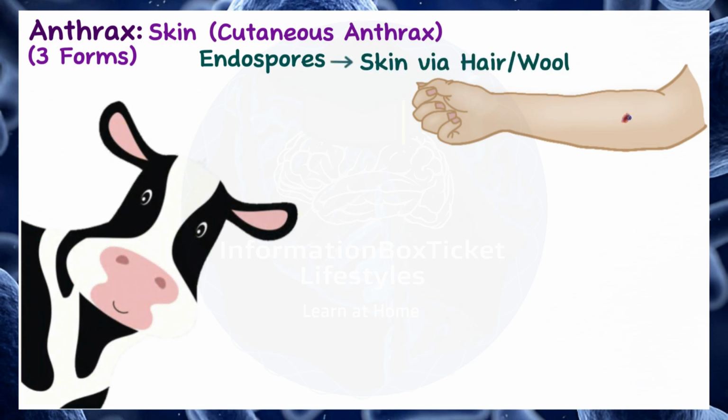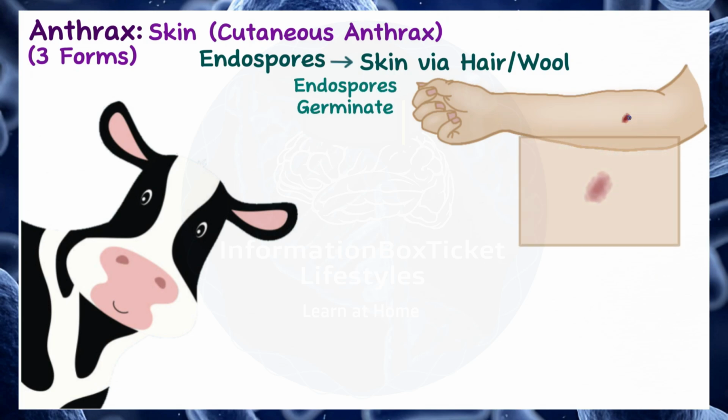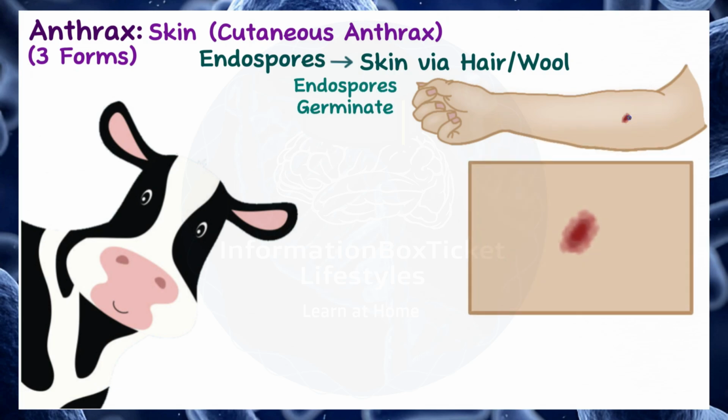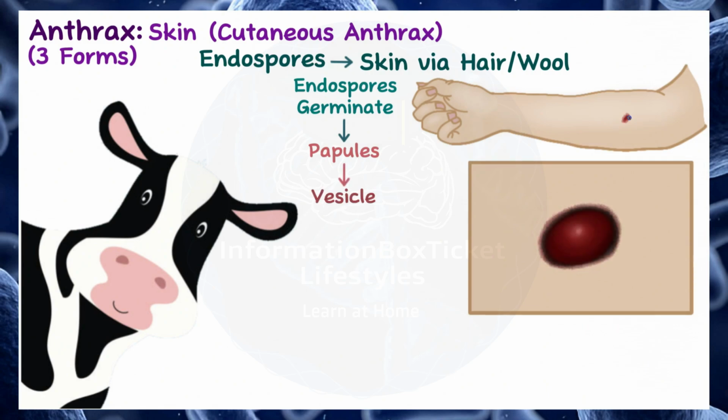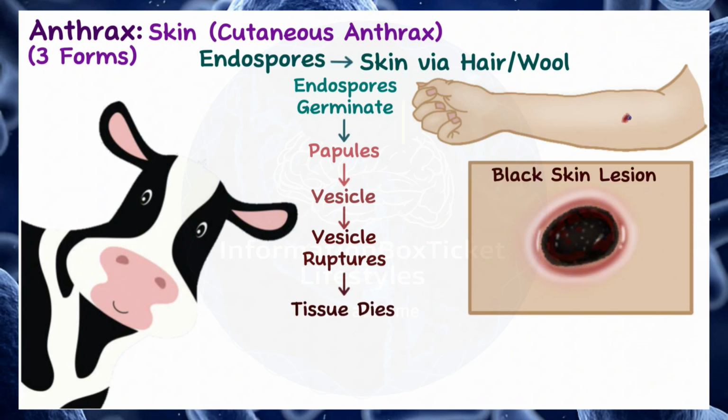In this form, the endospores germinate locally, producing additional spores and active bacteria. This leads to the development of painless small red bumps or papules that eventually evolve into a large vesicle or fluid-filled sac, which then ruptures. Following rupture, the surrounding tissue undergoes necrosis, resulting in a characteristic painless black lesion known as an eschar.